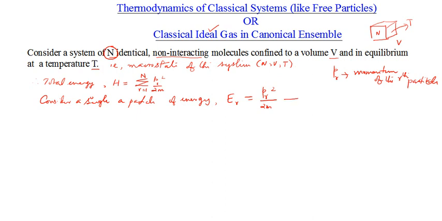So we start by considering a single particle, remember. This is a methodology that we are going to adopt in all these problems. We consider first a single particle, calculate its partition function, and thereafter calculate the partition function for the entire system. Therefore, we have considered only one particle out of N particles, and so we are going to define the single particle partition function.